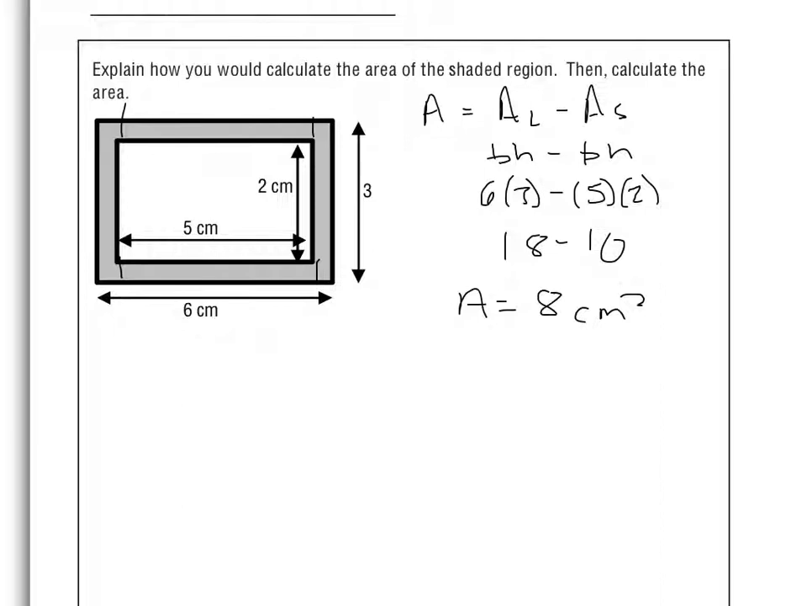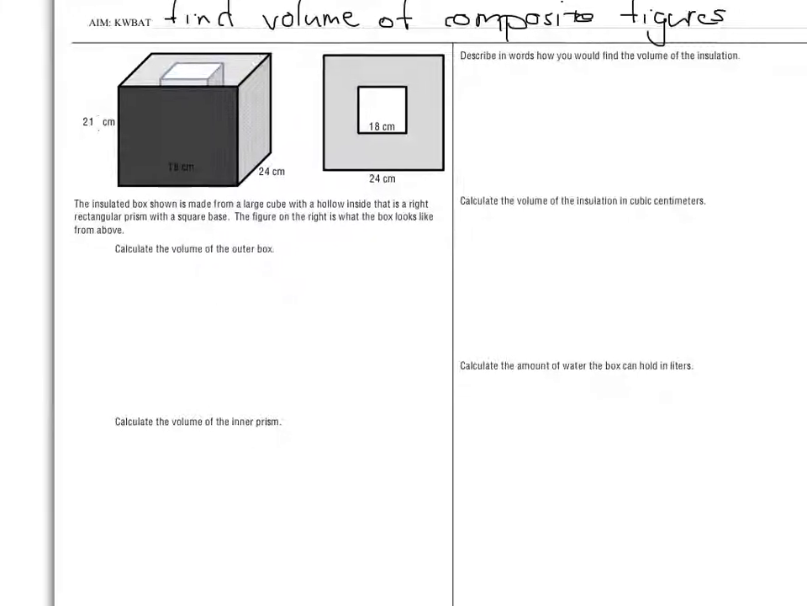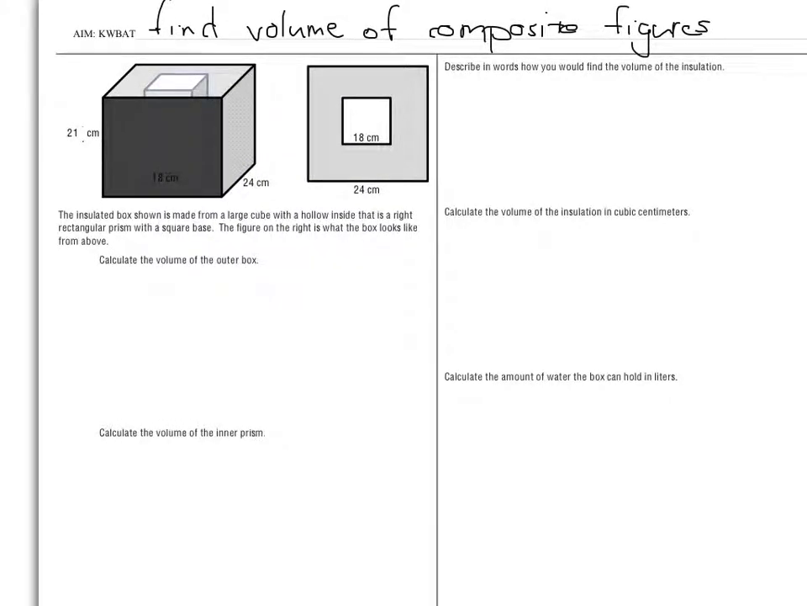All right, we're going to be using this idea now with volume in addition to being able to use it with flat surfaces. All right, so our aim, Kipsters, will be able to find volume of composite figures. Specifically today, figures that are made by subtracting something from it.